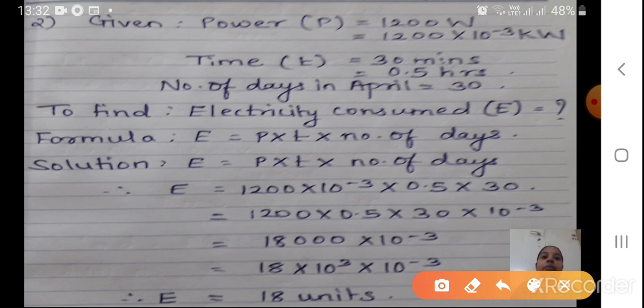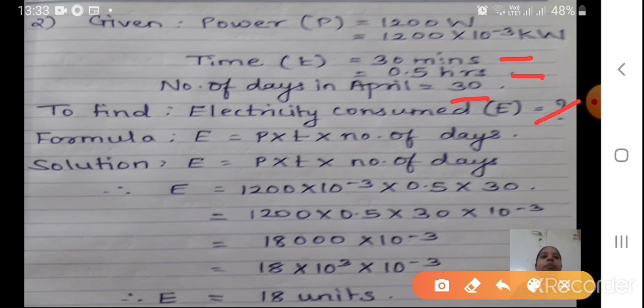So we will multiply by 10 raised to minus 3, because I have to convert it into kilowatts. For watts I multiplied by 10 raised to 3, here I will multiply by 10 raised to minus 3. Now how much time is given, students? 30 minutes. I have to convert it into hours, so I have made it 0.5 hours. Now, the number of days in April, how much is it? 30. Now what do we have to find? The electricity consumed, E. This we have to find.